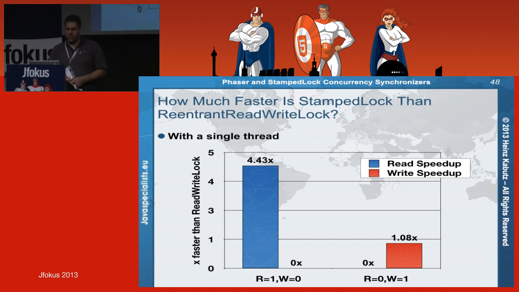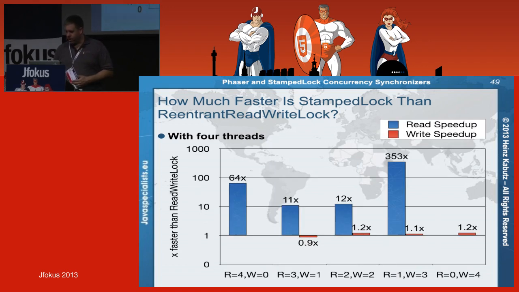So what this shows is how much faster the StampedLock is than the ReentrantReadWriteLock. You can see with a single thread, the bottom of the graph is a little bit complicated. R equals 1 means there's 1 reader and 0 writers. And R equals 0, W equals 1 means there's 0 readers and 1 writer. So you can see that the readers were quite a bit faster than the ReentrantReadWriteLock. But for the writers, they were almost the same speed. It's sort of what you would expect to see. There's a small increase, but not enough to really make going over worthwhile.